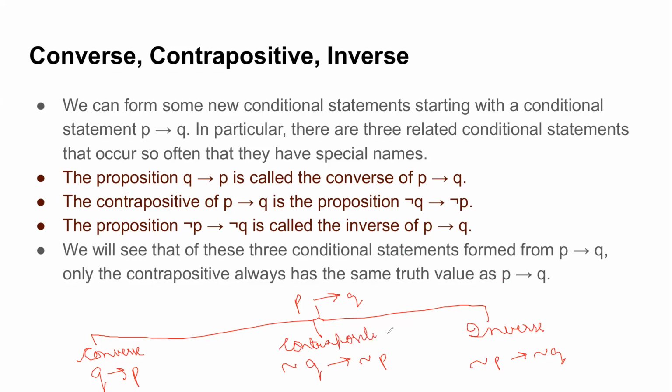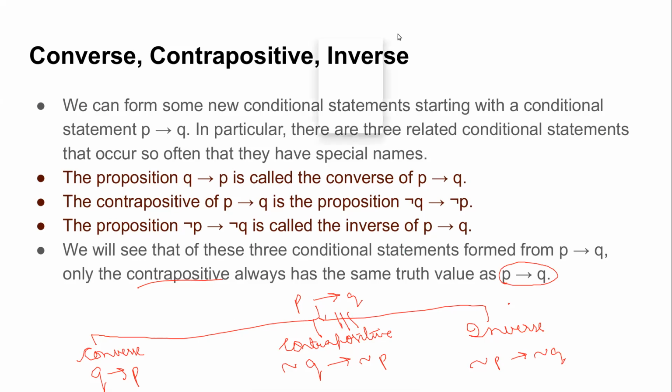So these are the three basic versions of conditional statements that you can make out of your simple if else statement. Out of all of this, you can verify yourself using truth tables that the contrapositive has the same truth value as P implies Q. You can check for yourself that these are equivalent. Make the truth table of both and you'll see for yourself that they are equivalent.